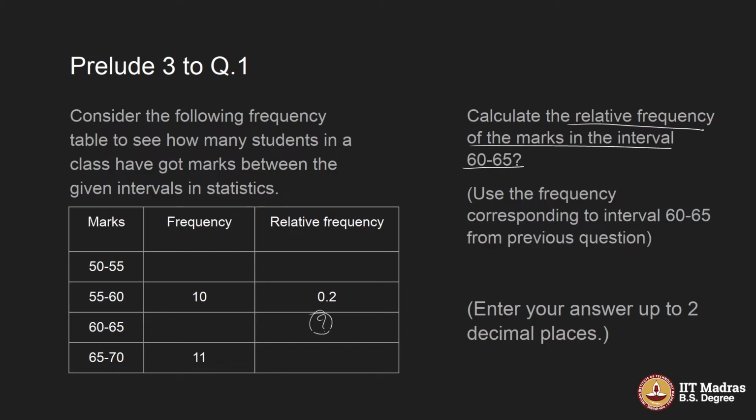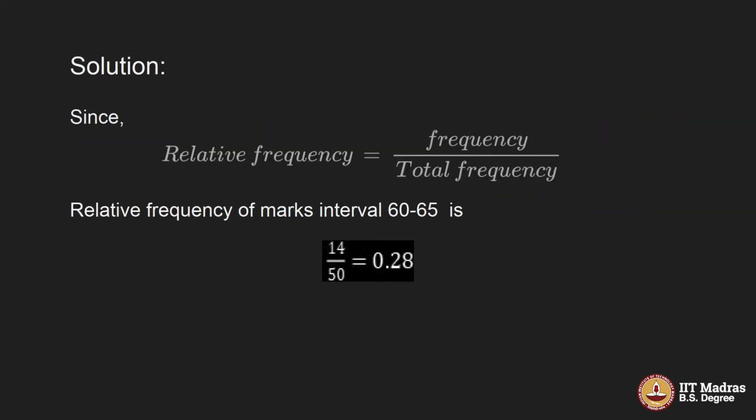Here we have been given the frequency of 60 to 65, which is 14, and we know the total frequency as well, 50. So by the formula that was studied earlier, which is frequency divided by total frequency, we have 14 by 50. By this we get the relative frequency, which is 0.28.